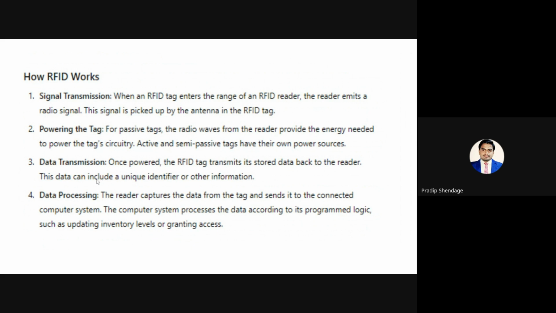With the help of this data, we can easily identify the unique identifier or other information about that particular object. Now, data processing: the reader captures data from the tags and sends it to the connected computer system, and the computer system post-processes the data as per the program, whatever logic we have set. It will start working, such as updating inventory levels or granting access.